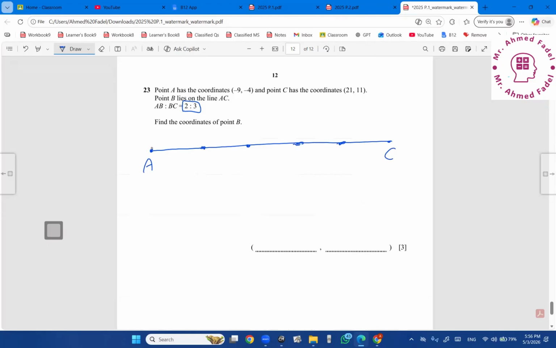Here I have 5 parts. Look at that. 1 part, 2, 3, 4, 5 parts. Good. All right. But they told you that the AB is only 2 parts. So B is here. AB is only 2 parts, so that BC is the other 3 parts. Perfect. What is A? A is -9, -4. What is C? C is 21, 11. Good. What are we supposed to do now? Now they are requesting from you to find the coordinates of point B. I need to know what is B.